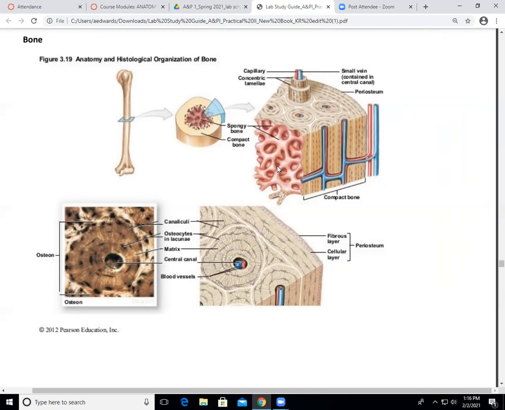Like little canals. This hole in the middle, we call this the central canal, because it's in the center. And what does it house? It houses blood vessels. That's how your blood gets nutrients inside the bone. So you actually do have blood vessels inside your bones. But if you see this characteristic structure, you're looking at bone. But you definitely need to know about the canaliculi, the osteocytes, and the lacunae, a central canal, the concentric lamellae.